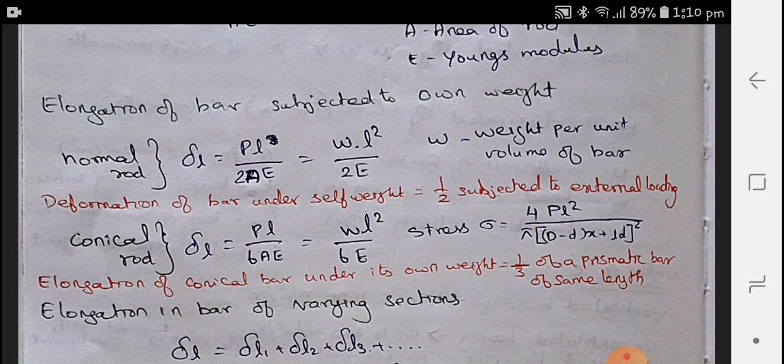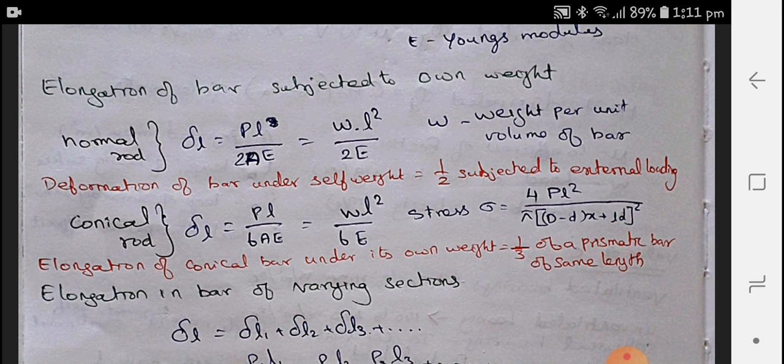Next, it is a conical rod. For a conical rod, delta L is equal to PL by 6AE, that is W L square by 6E. So this formula indicates that it is elongated by means of own weight. Here you can see that the elongation of the conical bar by its own weight is 1/3 of that of the prismatic bar of the same length. Since it is a conical bar, the area is pi by 4 into (capital D minus small d) into x plus L into d, the whole square.